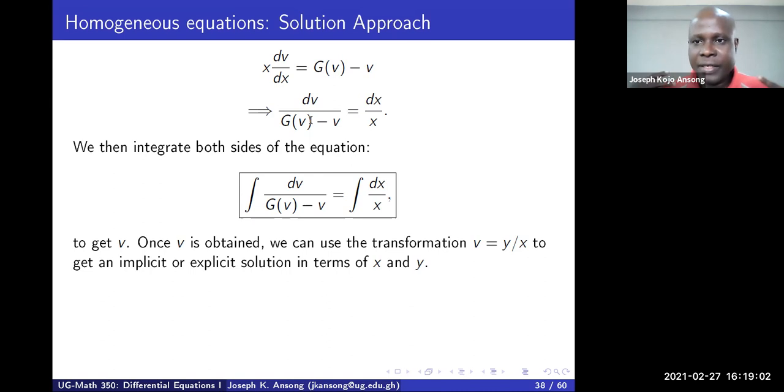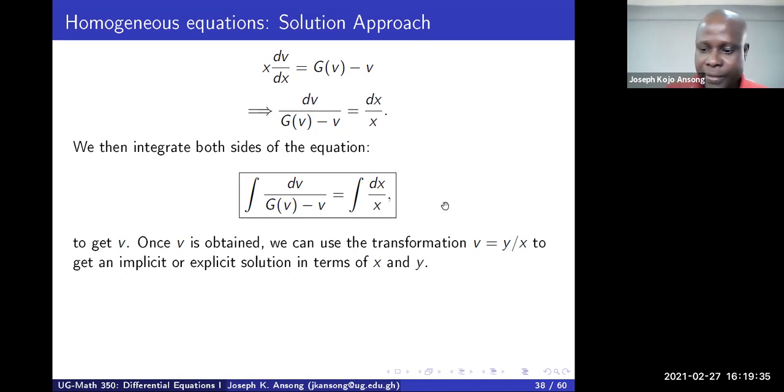The point is that we can't solve the original equation, but we can transform it by making the substitution v is equal to y over x. So now that we have it separated, we can integrate both sides of the equation and we'll get this. Once we are able to integrate this, we're going to get v, and once we get v, we'll get y, which is the solution to our differential equation. So basically this is the solution approach to solving homogeneous equations. Great.